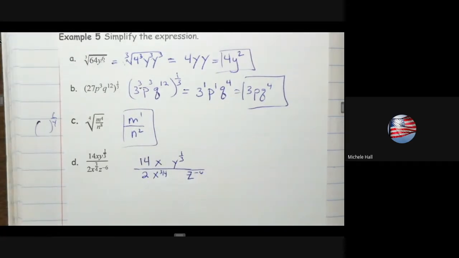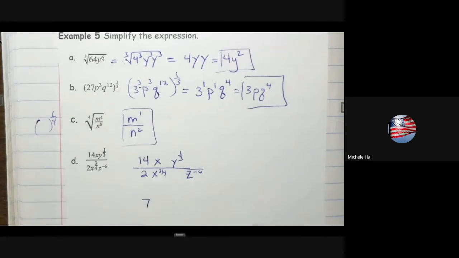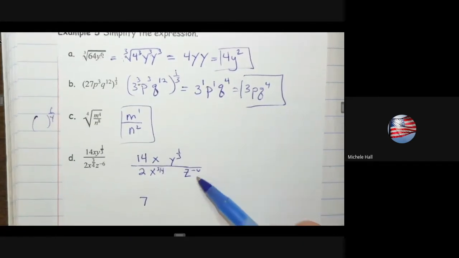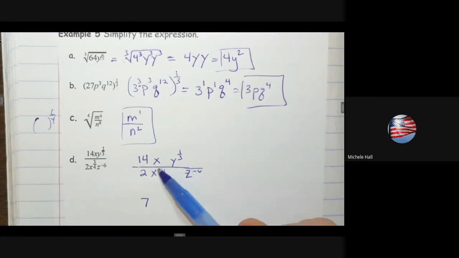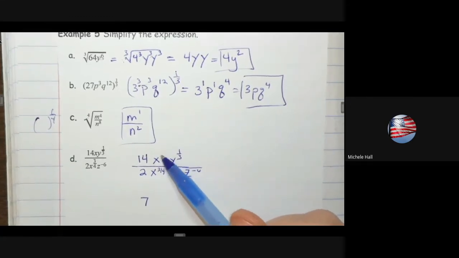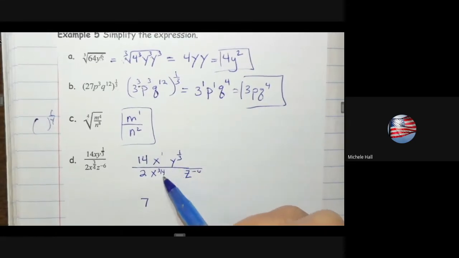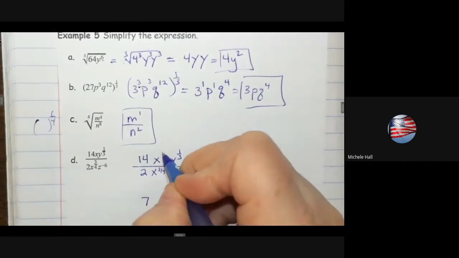14 divided by 2 is 7. Now, where are most of our x's? Because I don't want to have a negative exponent. I have a 1 up here. And so what is that common denominator for 1 and then 3/4? That's going to be 4/4.